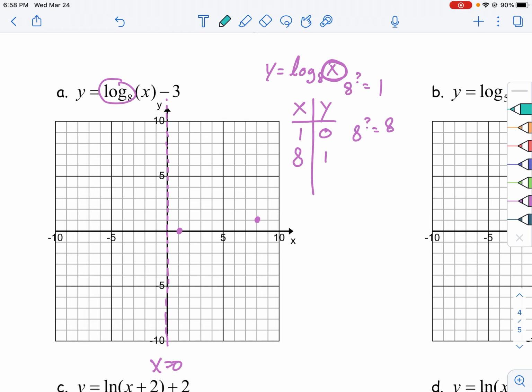So the only transformation this is asking us to do is to shift all of our points down 3. Well, we have points right here, so we're going to shift them down 3. 1, 2, 3. Puts us right here. So then our final graph is going to look like this. It should look like an exponential function on its side.